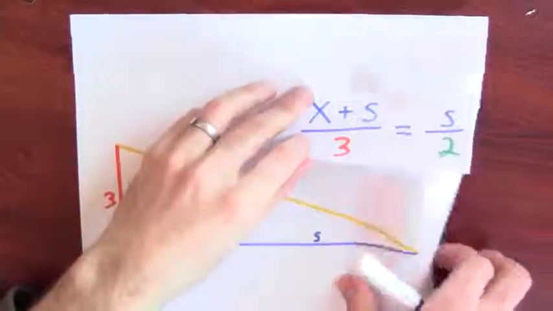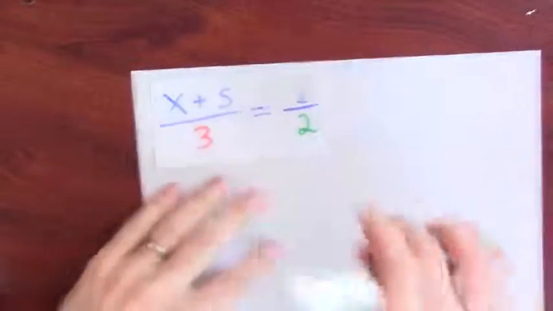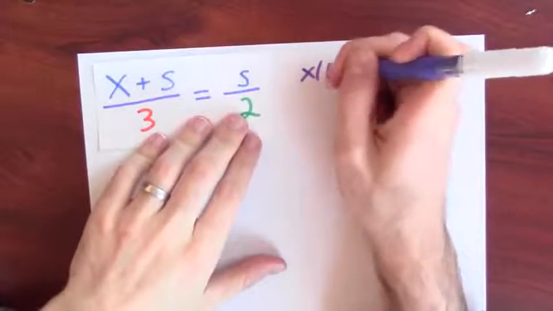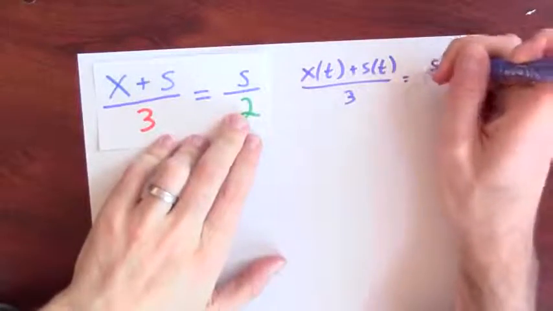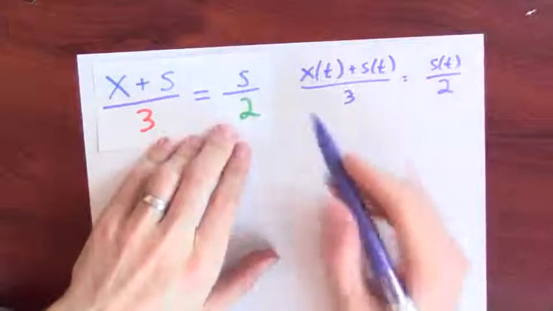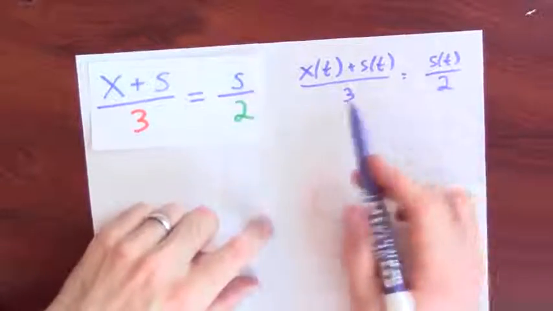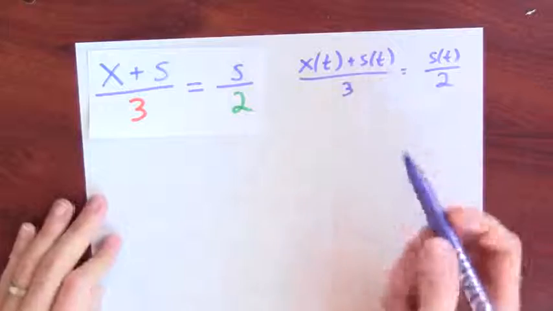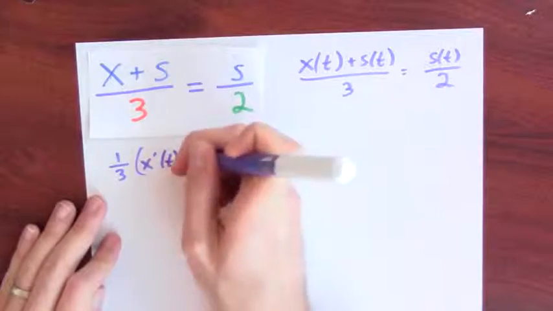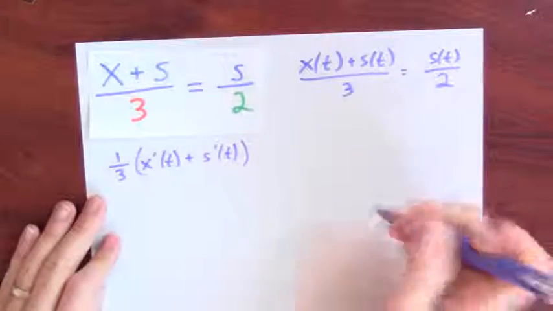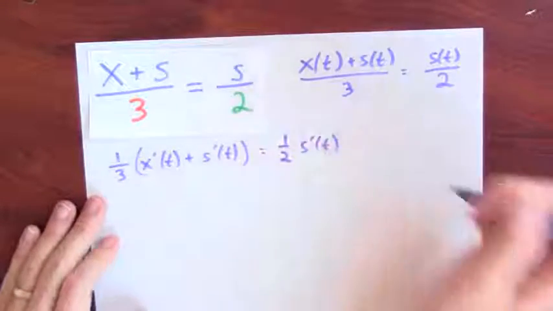Thinking of my position and the shadow's length as a function of t, I could rewrite this equation as, say, (x(t) + s(t))/3 equals s(t)/2, right? My position is a function of time and my shadow's length is a function of time. And I can differentiate both sides of this equation. The derivative of this is 1/3 the derivative of x plus the derivative of s, and the derivative of the other side is 1/2 the derivative of s.